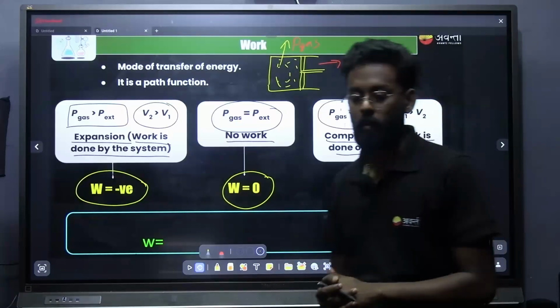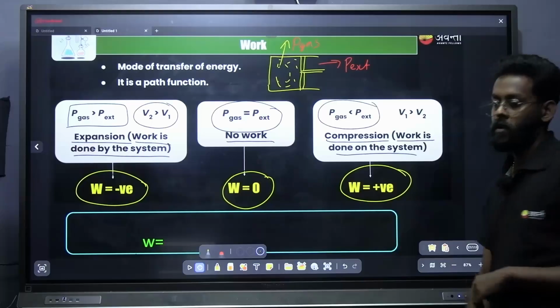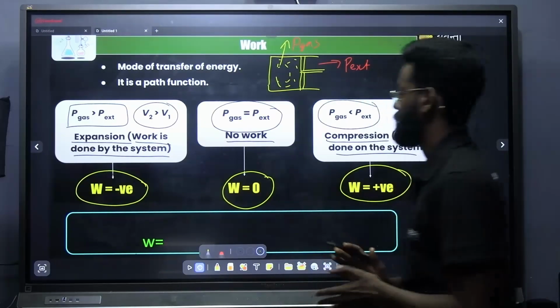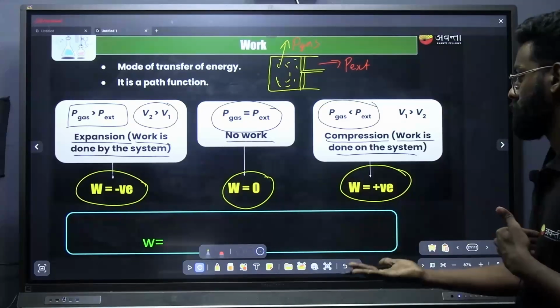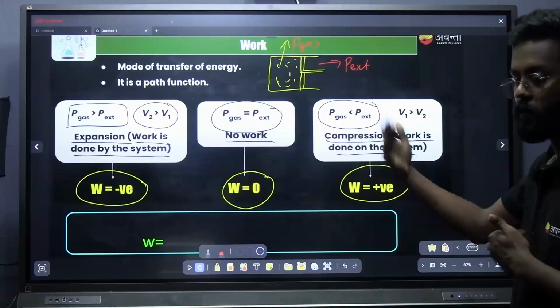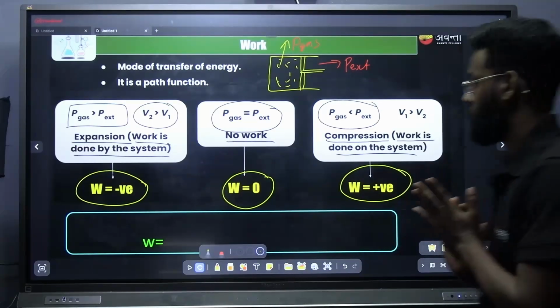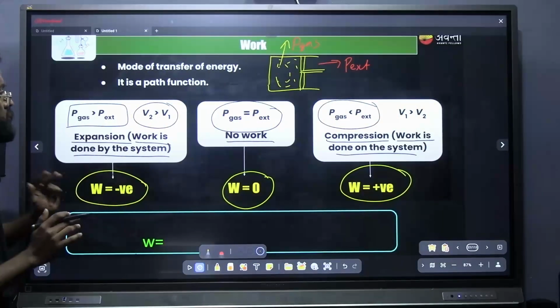Whenever work is done on the system, W will be positive. And these signs are different in physics, thermodynamics. No need to confuse, it is just opposite. That is because of the way in which we are observing work and the way physics is observing work. Both ways of observing are different. That's all about expansion and compression work.